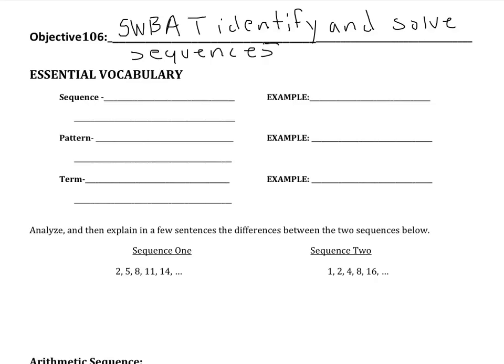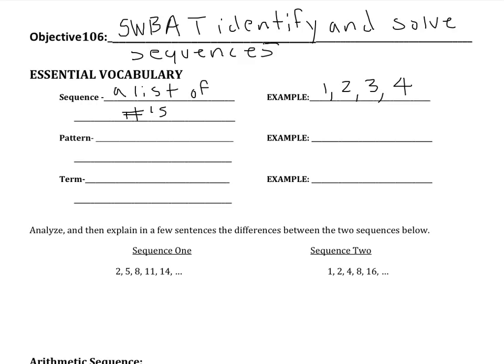So first of all, what is a sequence? A sequence is merely a list of numbers. A list of numbers. So for example, you might have 1, 2, 3, 4. That's a sequence. It's a list of numbers.